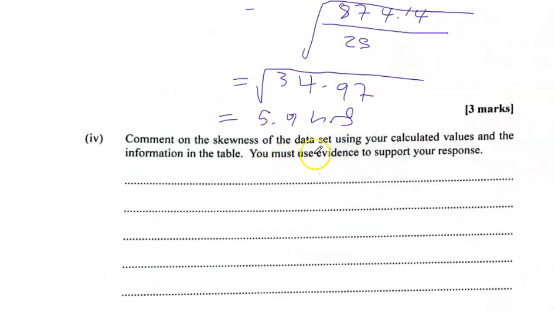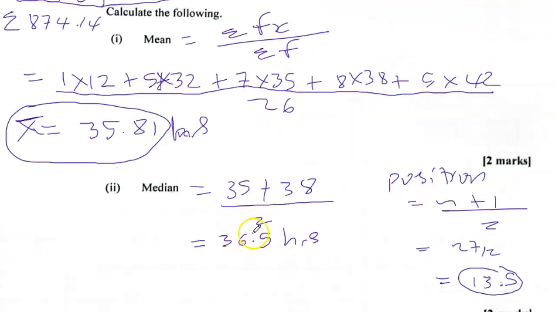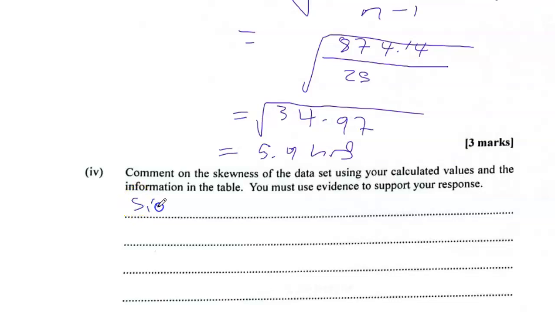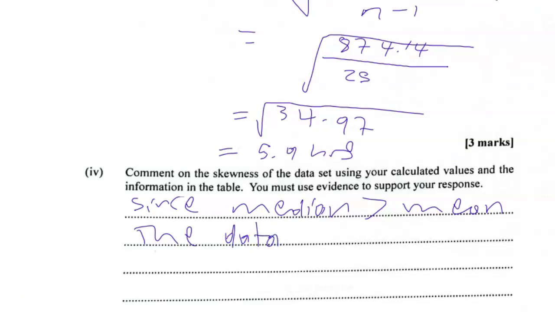Comment on the skewness of the data using your calculated values and the information in the table. You must use evidence to support your answer. So you remember that the median, 36.5, was greater than the mean, so that's a negatively skewed data. So since the median is greater than the mean, the data is negatively skewed.